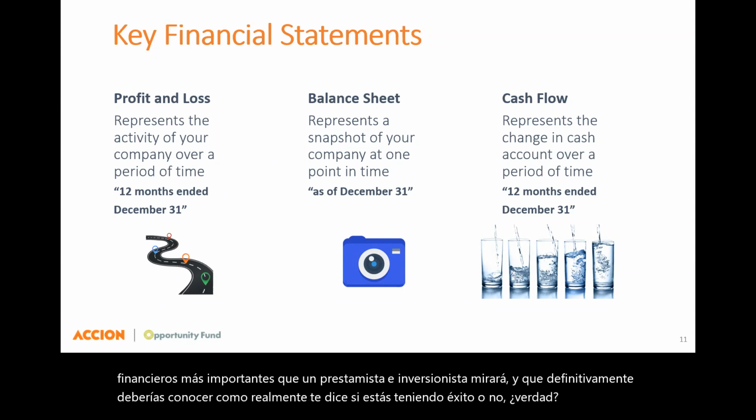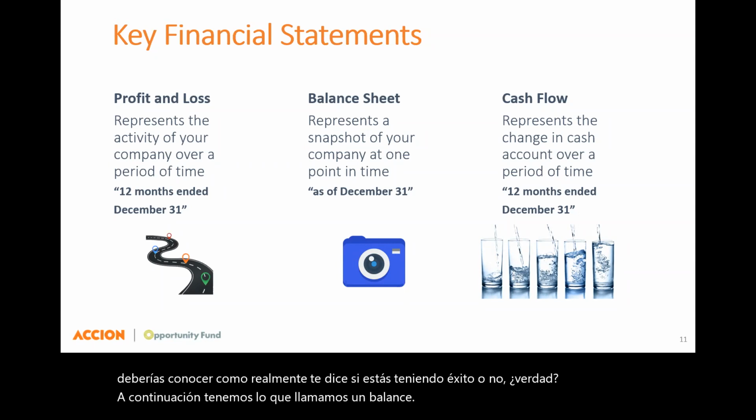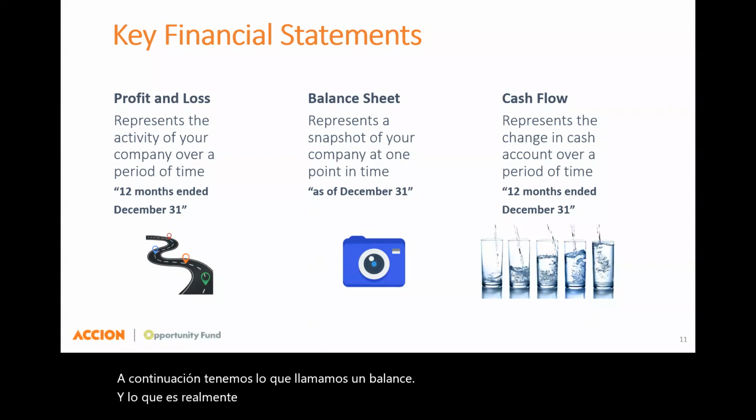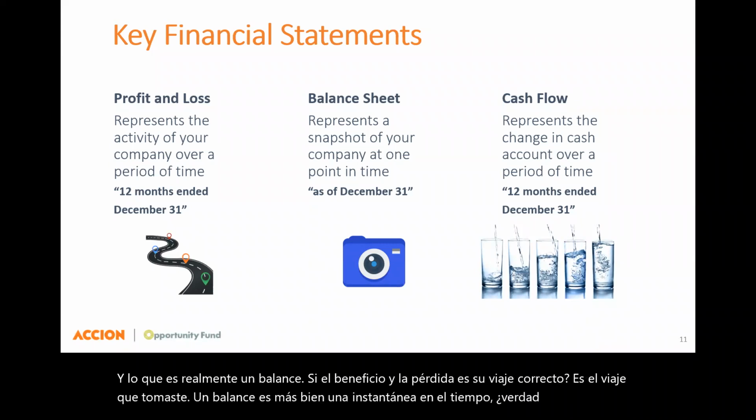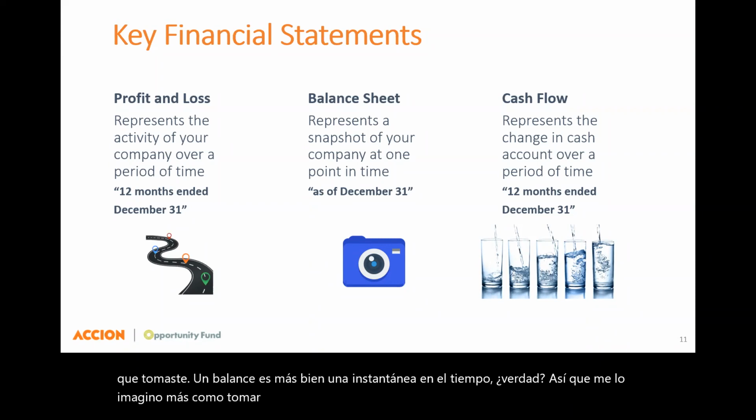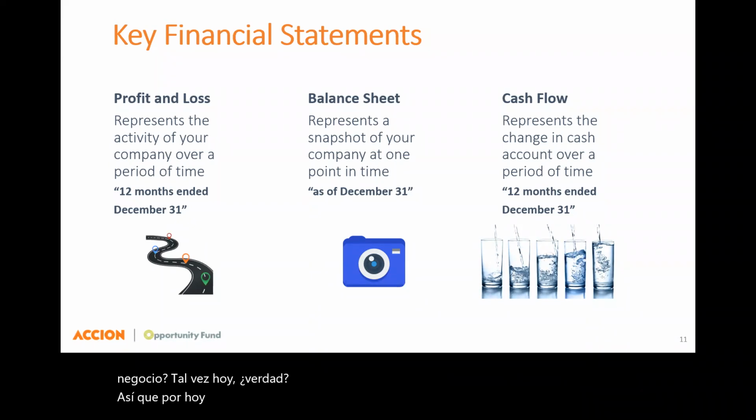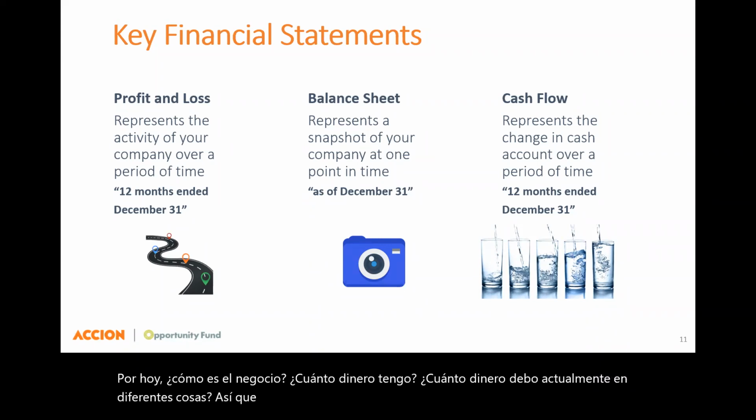Next, we have what we call a balance sheet. And if the profit and loss is your journey, the whole journey that you took, a balance sheet is more of a snapshot in time, right? So I imagine it more like taking a picture of your business. So how does my business look today? And what that really means is, how much cash do I have? How much money do I owe currently on different things? So it's really more like, this is the health of my business as of today, right? So it's a picture of that day.